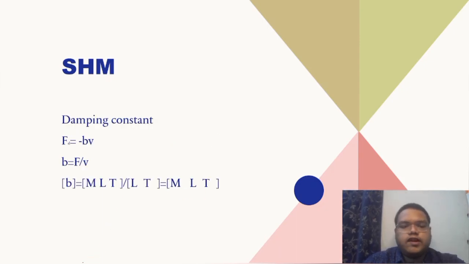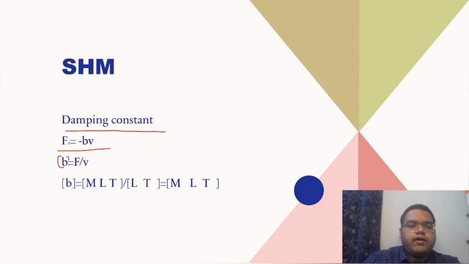Then next, damping constant. Damping constant in SHM is denoted as Fd equals to minus bv. So the dimension of b will be equal to the dimension of F divided by v. So M to the power 1, L to the power 1, T to the power minus 2 upon L to the power 1, T to the power minus 1. So L cancels with this, and the resultant dimension will be M to the power 1, L to the power 0 and T to the power minus 1.